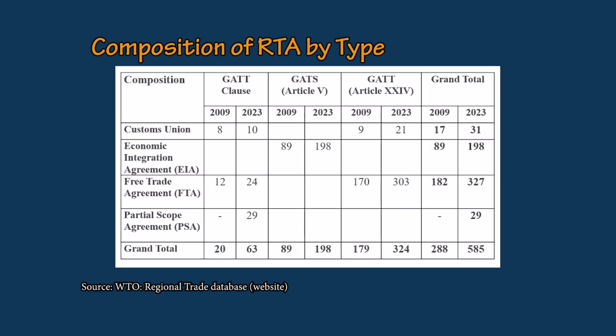So you find that over time, different regional trading agreements have been formed, and that number has continuously increased. Okay, and the partial scope agreement means where only some specific commodities are allowed free movement. That is called a partial scope agreement.